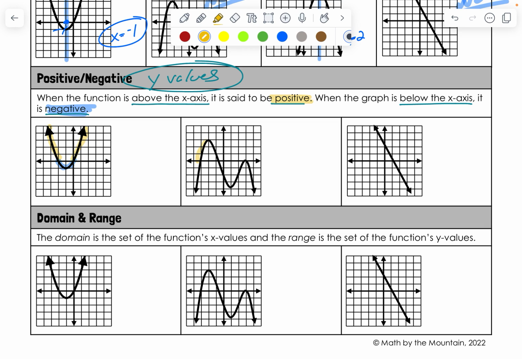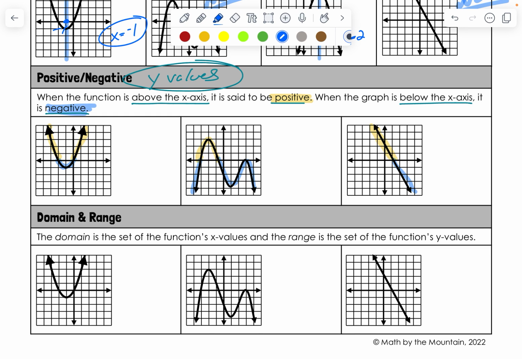So positive, negative, all this below. Positive, negative.